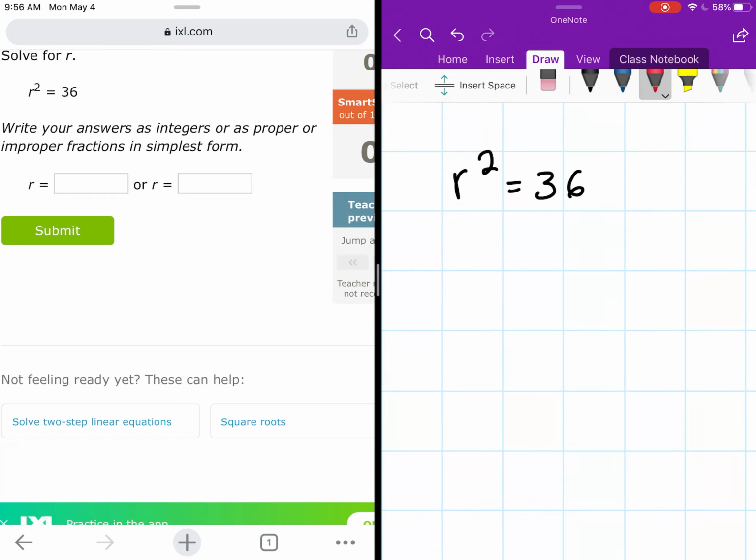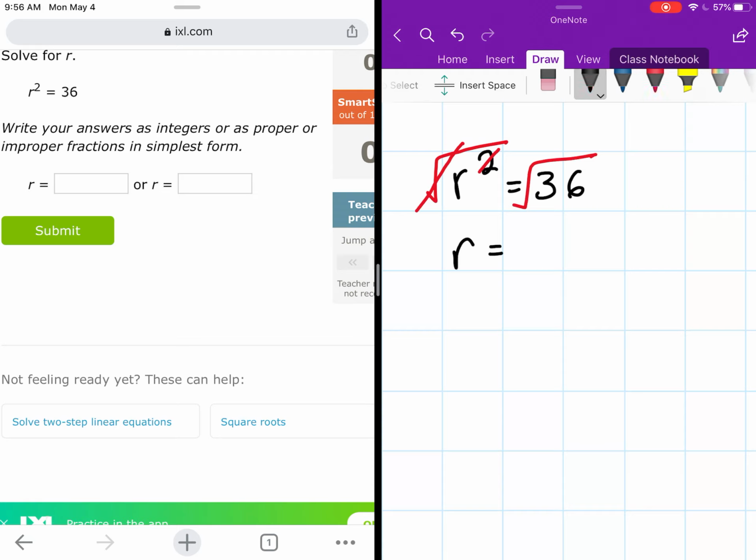Right, so make sure you know the difference. Square is that little 2 on the top, the exponent. Square root is this one right here, that little check mark looking thing. So you take the square root of both sides. When you do that, that cancels the square root and the square, leaving you with just r.